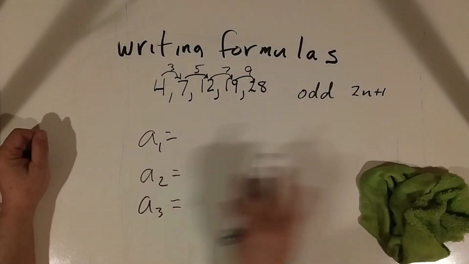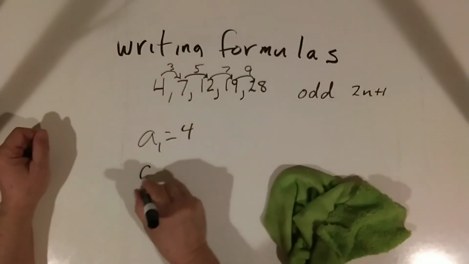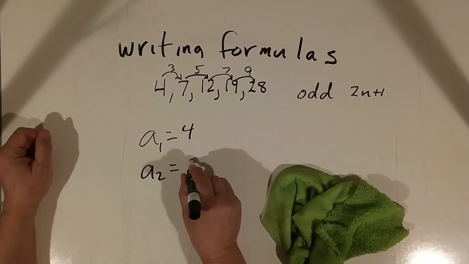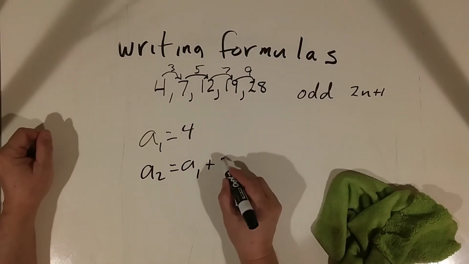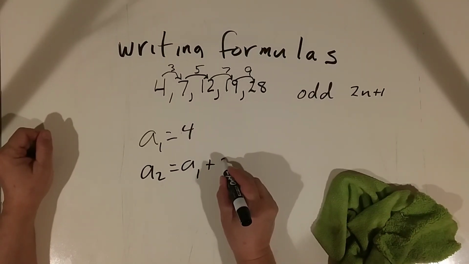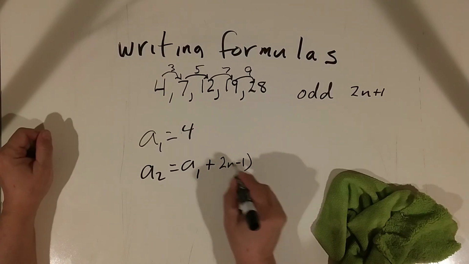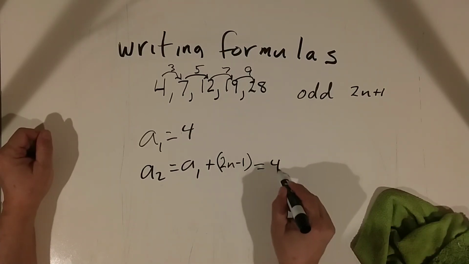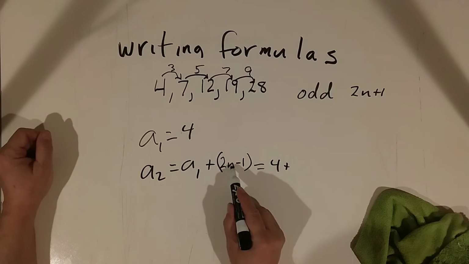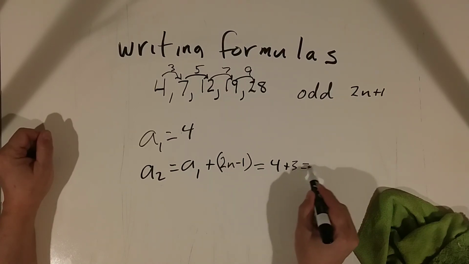So we know a sub 1 is 4. A sub 2 equals a sub 1 plus an odd number, that's 3. That 3 is 2n minus 1. Let's try that. So a sub 2 would be a sub 1, which is 4, plus 2 times 2 is 4 minus 1 is 3, plus 3 is 7.